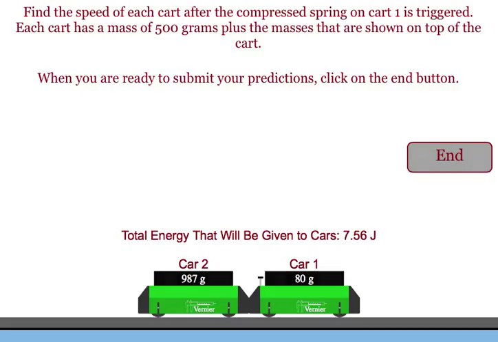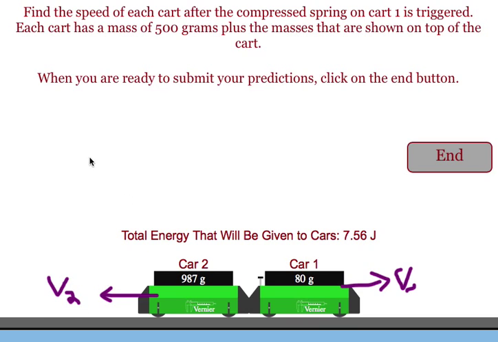In this problem, we're trying to determine the speed of each car after the trigger between them sends them both in opposite directions. We do not know the speed of either car, so we're looking for V1 and we're looking for V2.